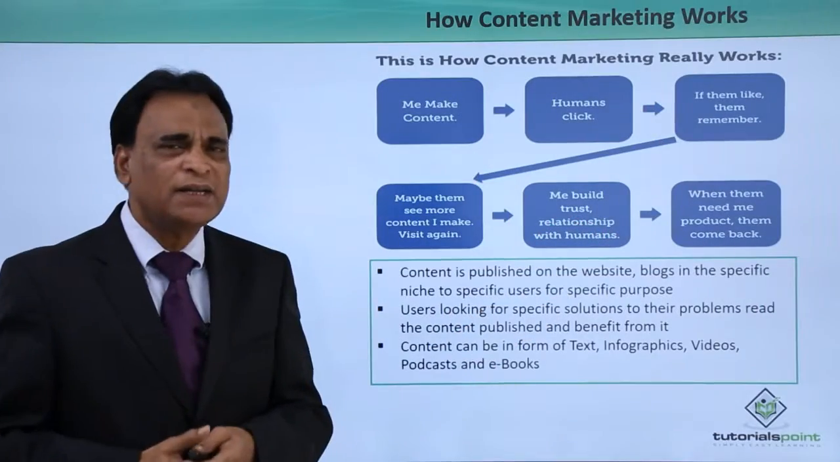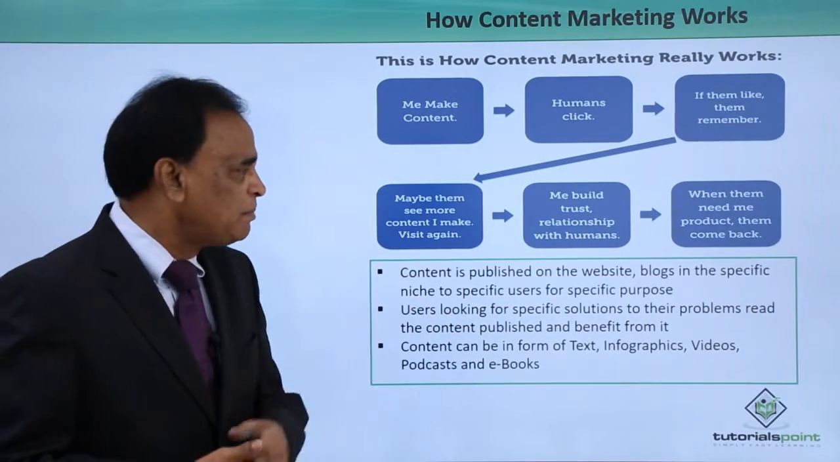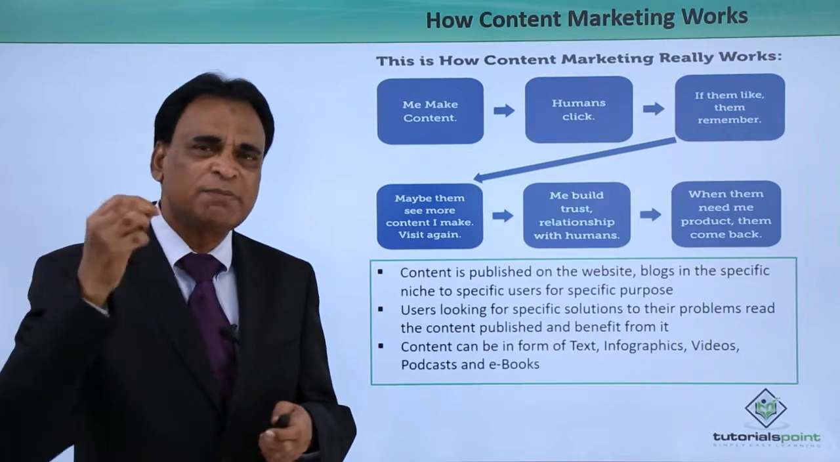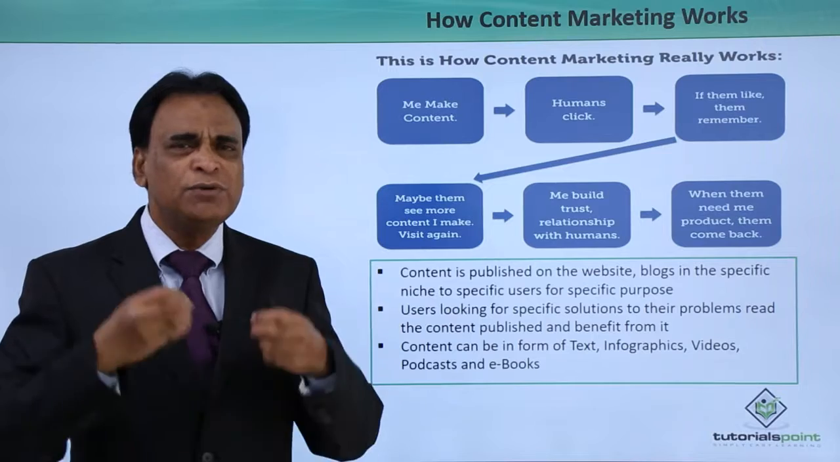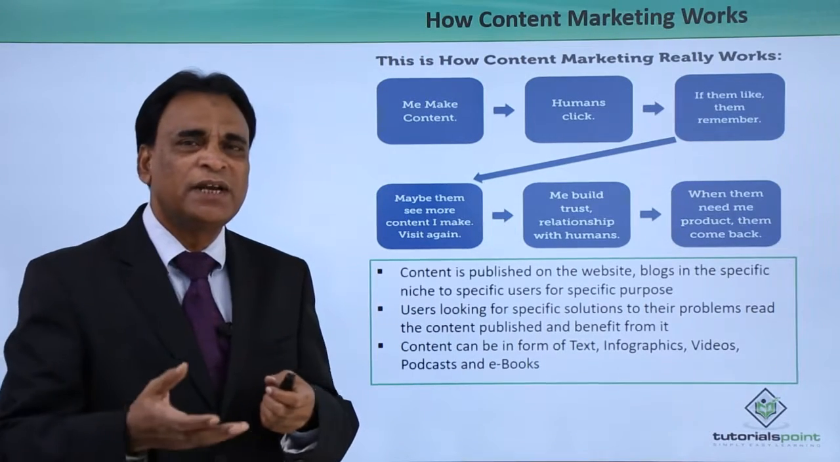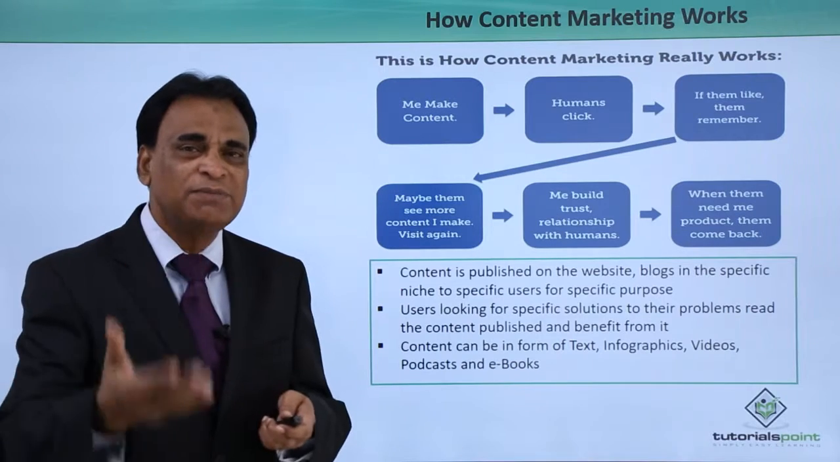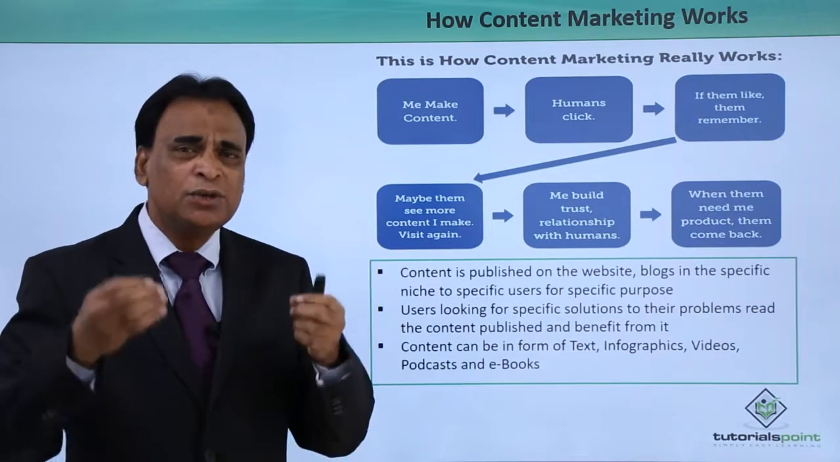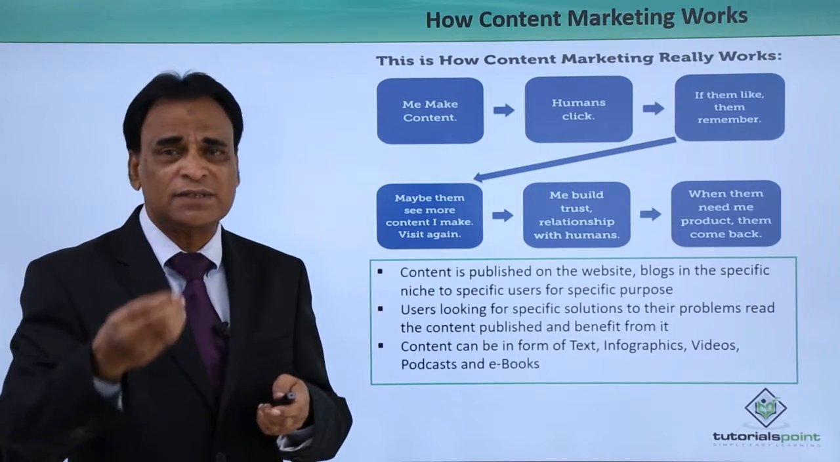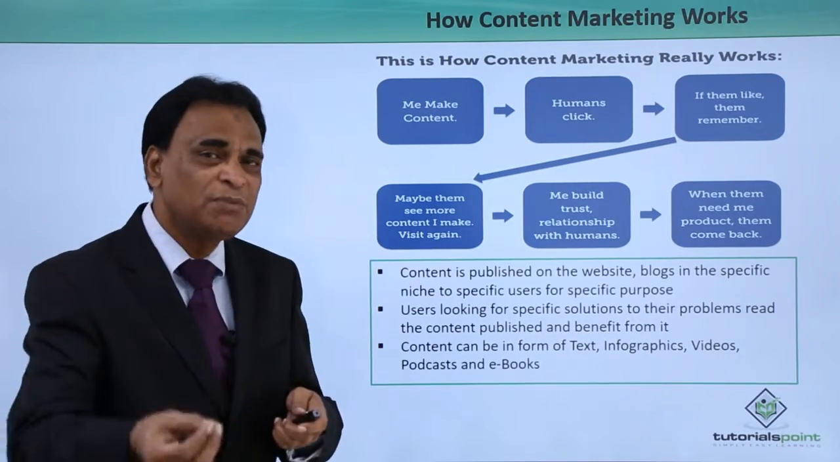How does content marketing actually work? Content is published on the website's blog in the specific niche, for the specific areas, targeting the specific users. Now, if you have a product or a service or a solution that you actually want to take out into the market and help the users benefit from it, you publish content related to the kind of product, service or solution that you are marketing.